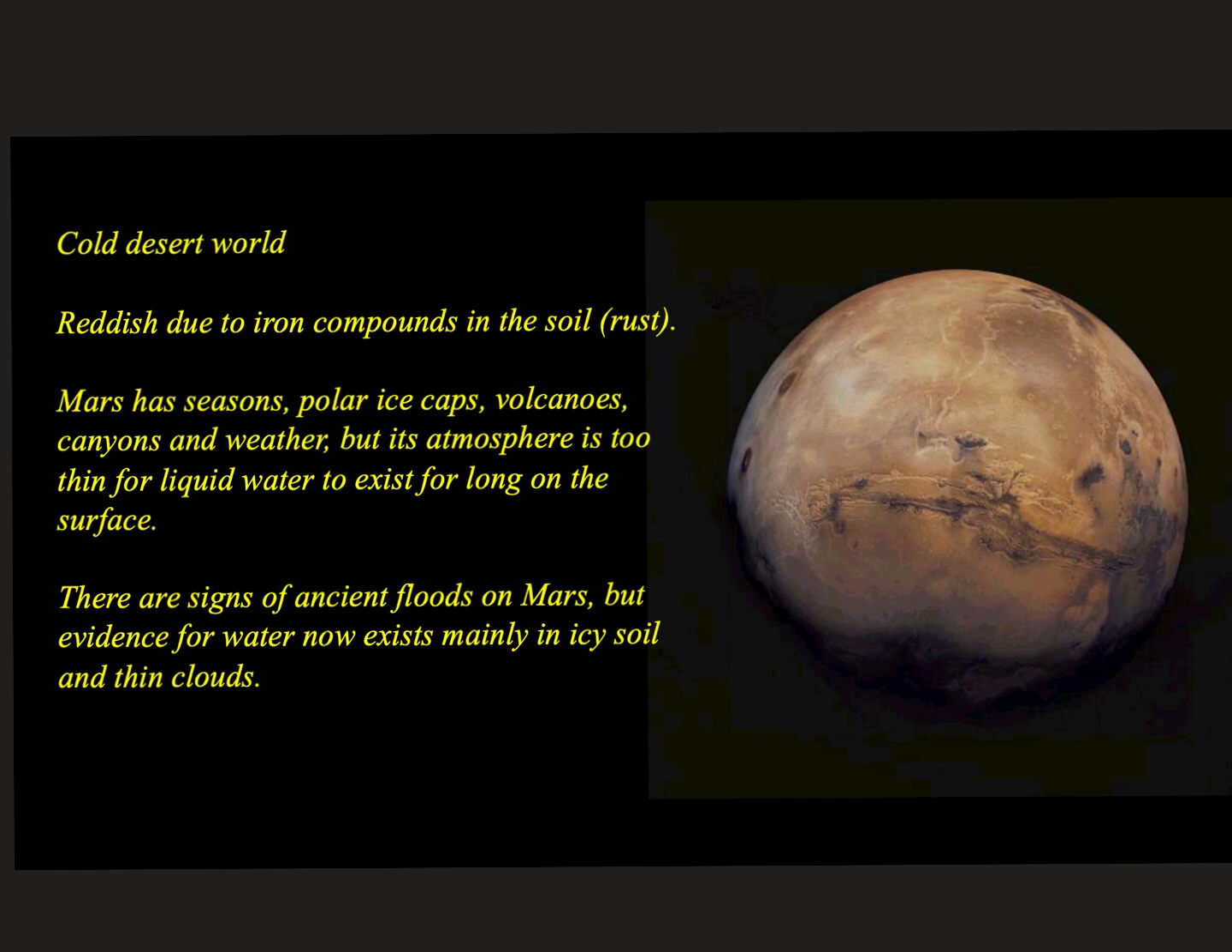You'll also notice that Mars's soil is reddish-brown. The reddish color is due to iron compounds in the soil that have turned a rusty brown over time due to exposure to moisture.